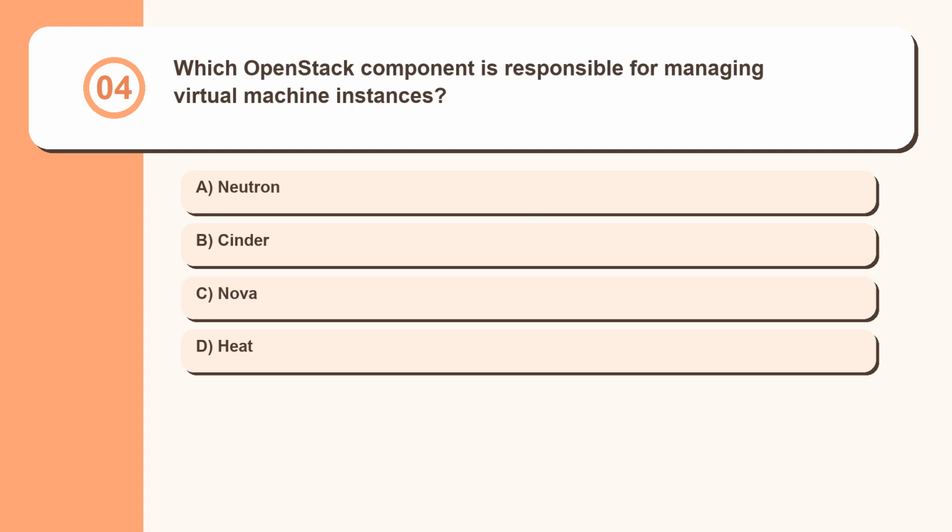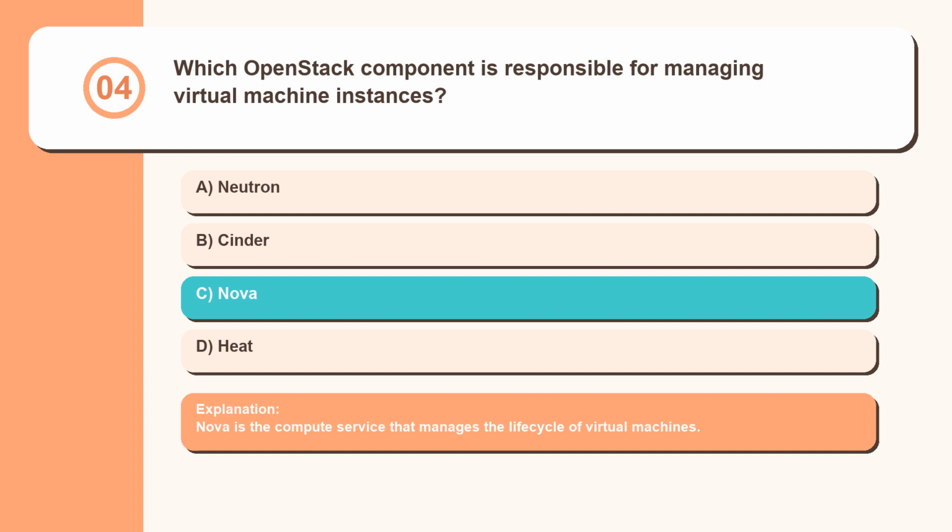Question 4. Which OpenStack component is responsible for managing virtual machine instances? Neutron, Cinder, Nova, Heat. Nova is the compute service that manages the lifecycle of virtual machines.